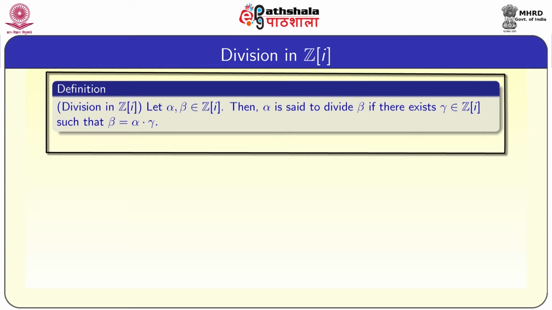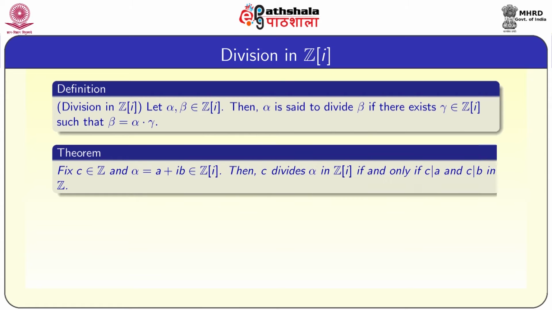So, division in Z[i]. Let alpha, beta belong to Z[i]. Then alpha is said to divide beta if there exists a gamma belonging to Z[i] such that beta is equal to alpha times gamma. It is similar to what we defined in the set of integers.